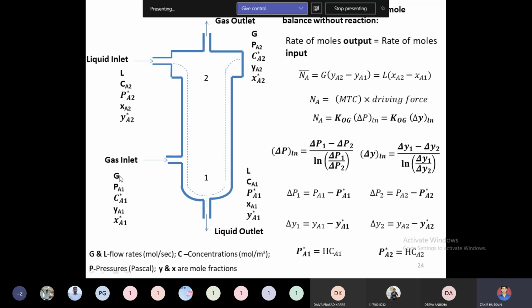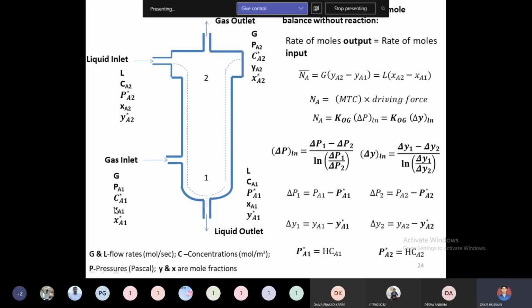So here you see gas at an inlet flow rate of G mole per second is entering at point 1 with a partial pressure of Pa1, whose equilibrium concentration in the liquid phase will be Ca star. From Henry's law, we can write Pa1 is equal to H into Ca1. Henry's law is applicable for dilute gas solutions in liquids. From Henry's law, we can write Pa1 is equal to H into Ca1 star, where Ca1 star is the equilibrium concentration in liquid phase.